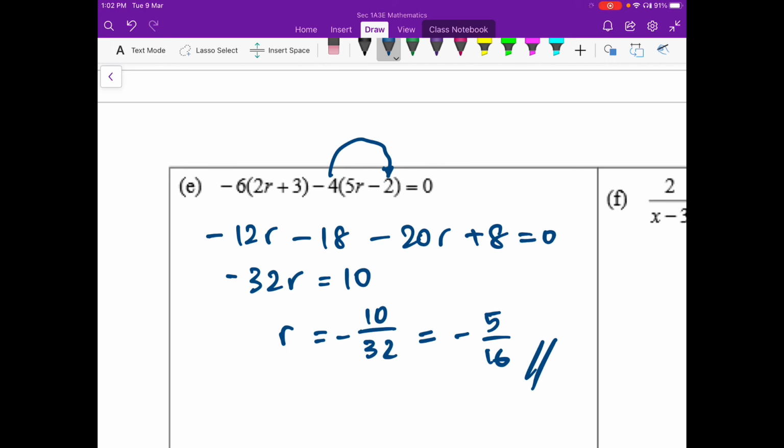Got it correct? Huh? So if you made a mistake, right, if you didn't get the same answer, you have to find your mistake.